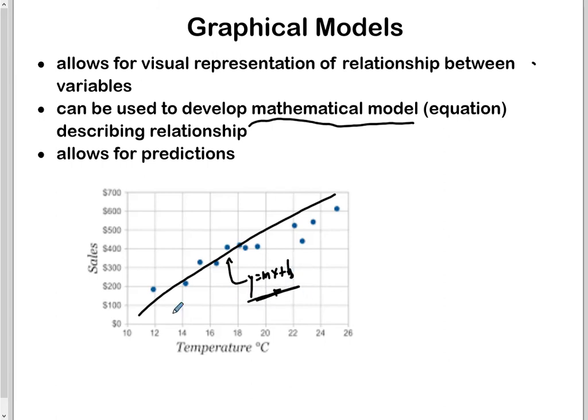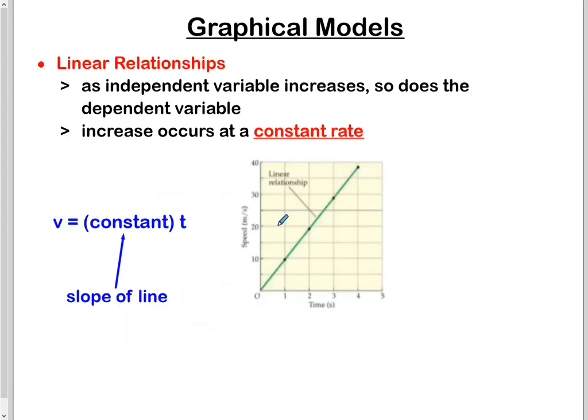You've learned that. That's the equation for a line. Well, this is an equation, and that equation describes this relationship. So I have just gotten a mathematical model / equation from a graphical model. And from there I can make predictions. So I want to talk briefly about some of the most common ones we'll see in here.